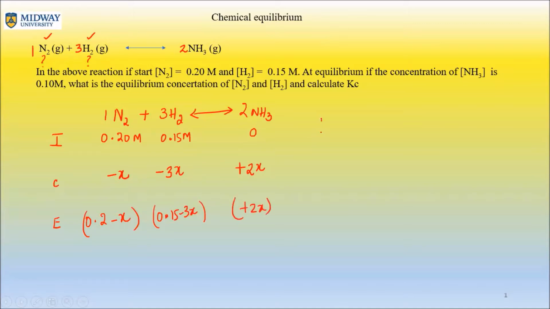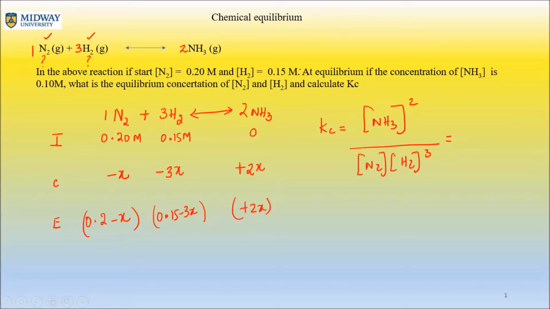Here's where it gets interesting. Let's write the Kc expression, because we are doing 2 things in one problem. So let's write the expression and then come back and finish the Kc part of it. The Kc expression would be NH3 squared over N2 times H2 cubed. All right, now let's come back. We have to find this value. Before that, we have to convert all these X's, right?